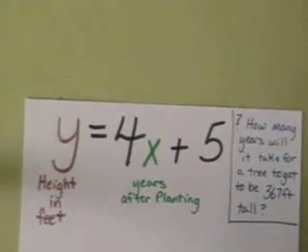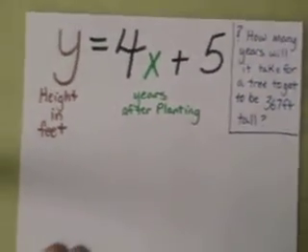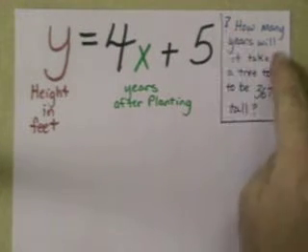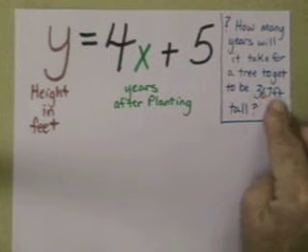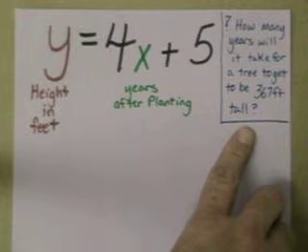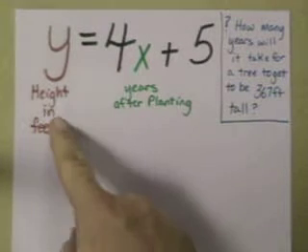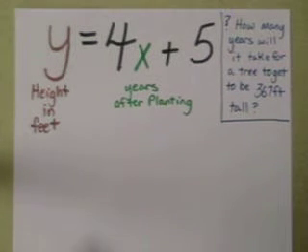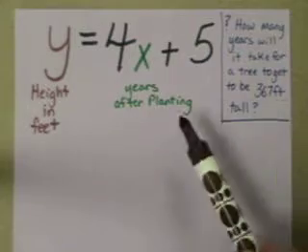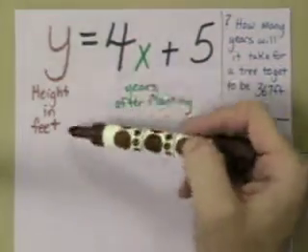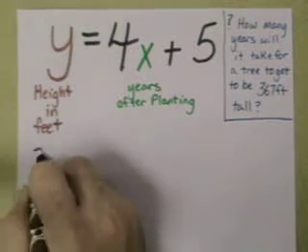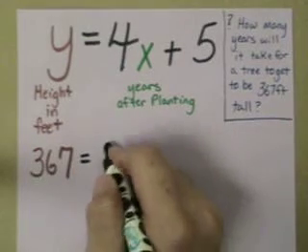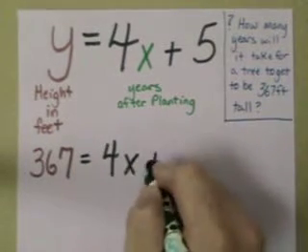The next part of the question kind of puts us in a backwards mode, and this should be just a little uncomfortable if you haven't worked these before. How many years will it take for a tree to get to be 367 feet tall? Are we going to plug that in for the height in feet or the years in planting? Well, 367 feet is a measurement of its height, and so we know we're going to plug it in here this time. I know it seems strange not to plug it in for x, because that's what we're used to doing. But we now have a method of solving for x.